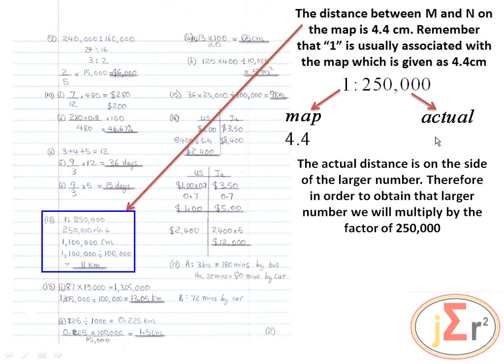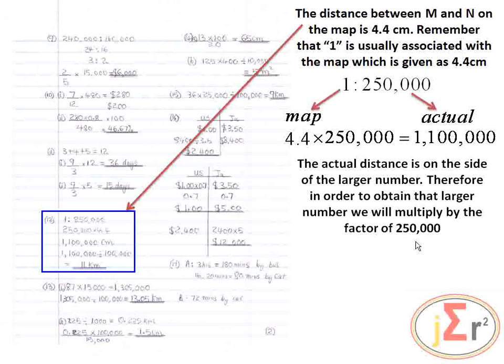So how do we arrive at that actual figure? The actual distance is on this side of the larger number. Therefore, in order to obtain that larger number, we will multiply by the factor of 250,000. And what do we get? We get 1,100,000.